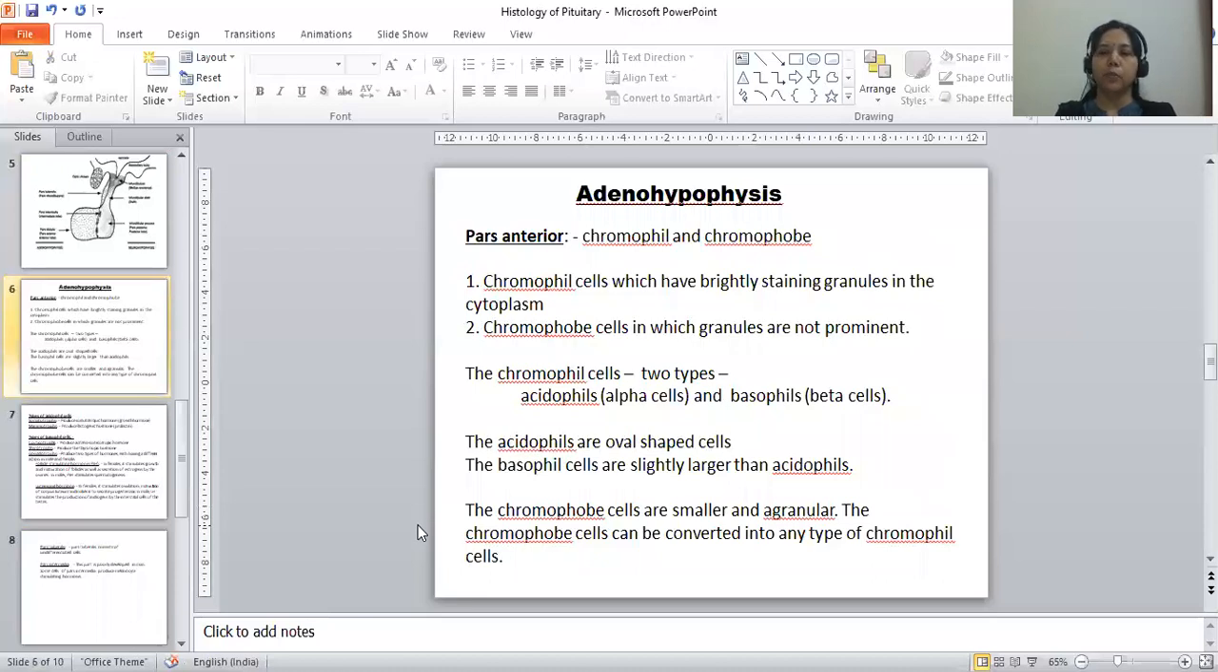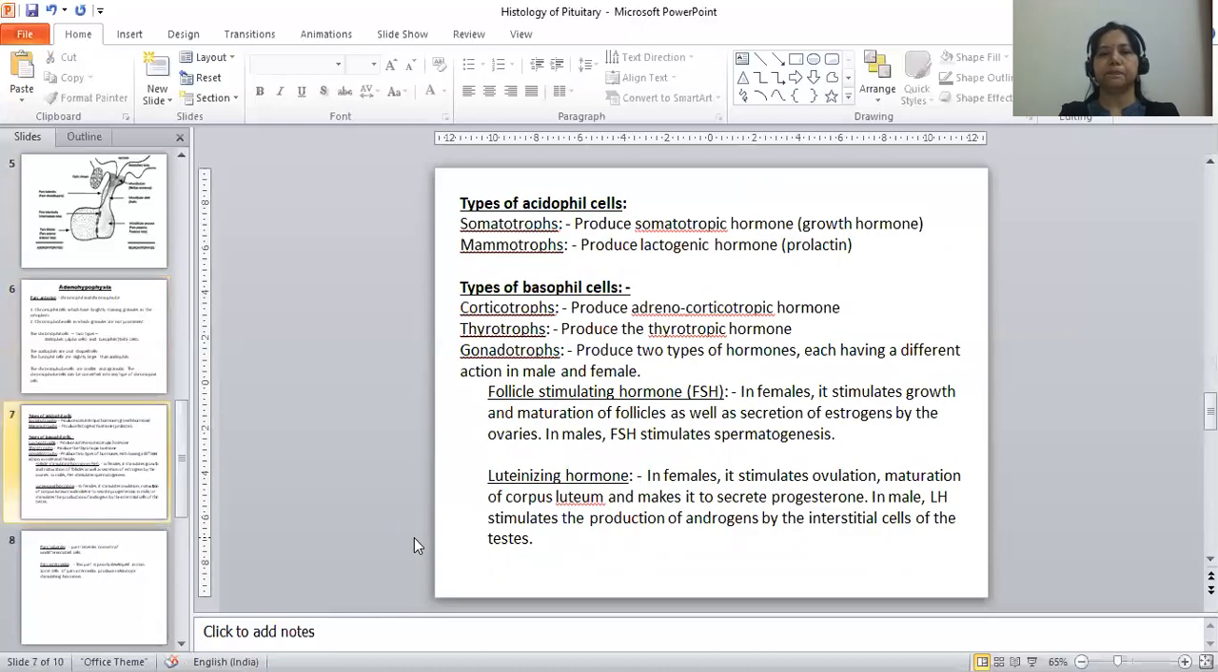Chromophobe cells are small and are agranular. They do not have granules and can be converted into any type of chromophil cells. So they do not have a particular function.